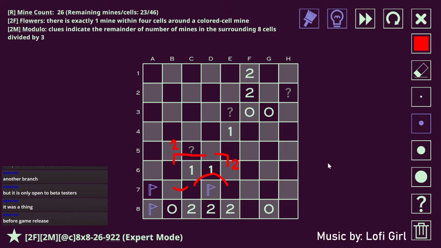So there's probably some sort of flowers thing going on here. Like, if this were a mine, then these are both empty. You'd have to have a mine here and here. This would be a mine. That is okay, I think. And then your other option is if this were empty, then this is a mine, this is empty. And then in this case, I can't make any further deduction either.